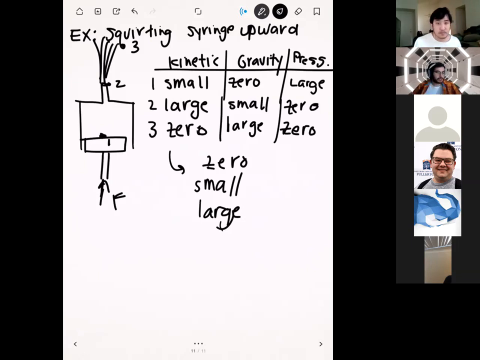So this was just basically the categorization of each force. Exactly, right. Okay, so the question is, can I explain the pressure column again?